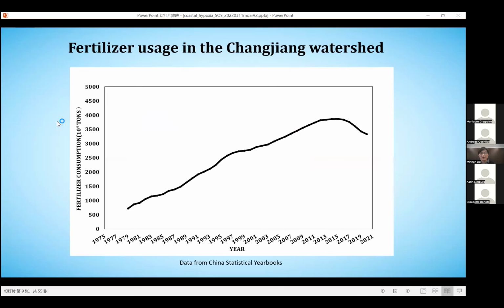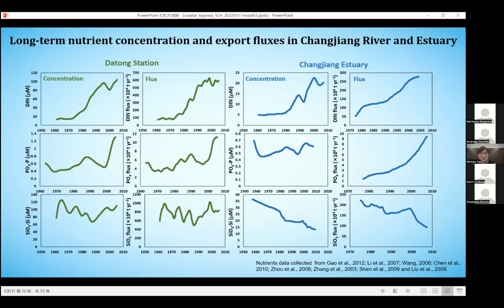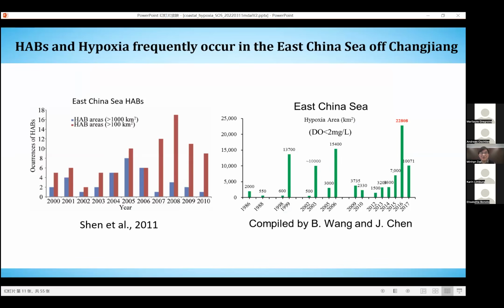And then if you zoom in, I try to link the fertilizer usage in the Changjiang watershed. Then you have this enhanced nutrient concentration and export in the river and estuary. And then you see the consequence of this eutrophication, harmful algal bloom outbreaks. And again, this right panel is China Sea hypoxia reported or recorded.